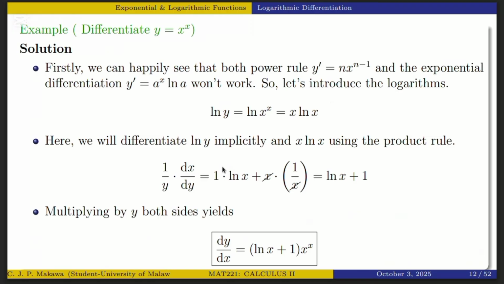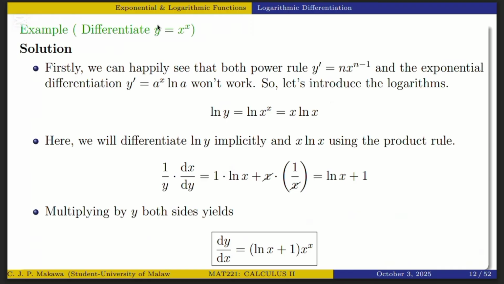So let's introduce natural logarithms both sides. In this case, we're going to have natural log of y equal to x times natural log of x. From here, if we differentiate both sides using the chain rule as well as implicit differentiation, we're going to have 1 over y times dy dx being equal to 1, which is the derivative of x, times natural log of x, plus x times 1 over x, which is the derivative of natural log of x. We are using the product rule on the other side because we have two functions, x and natural log of x, multiplying each other, which simplifies to natural log of x plus 1.